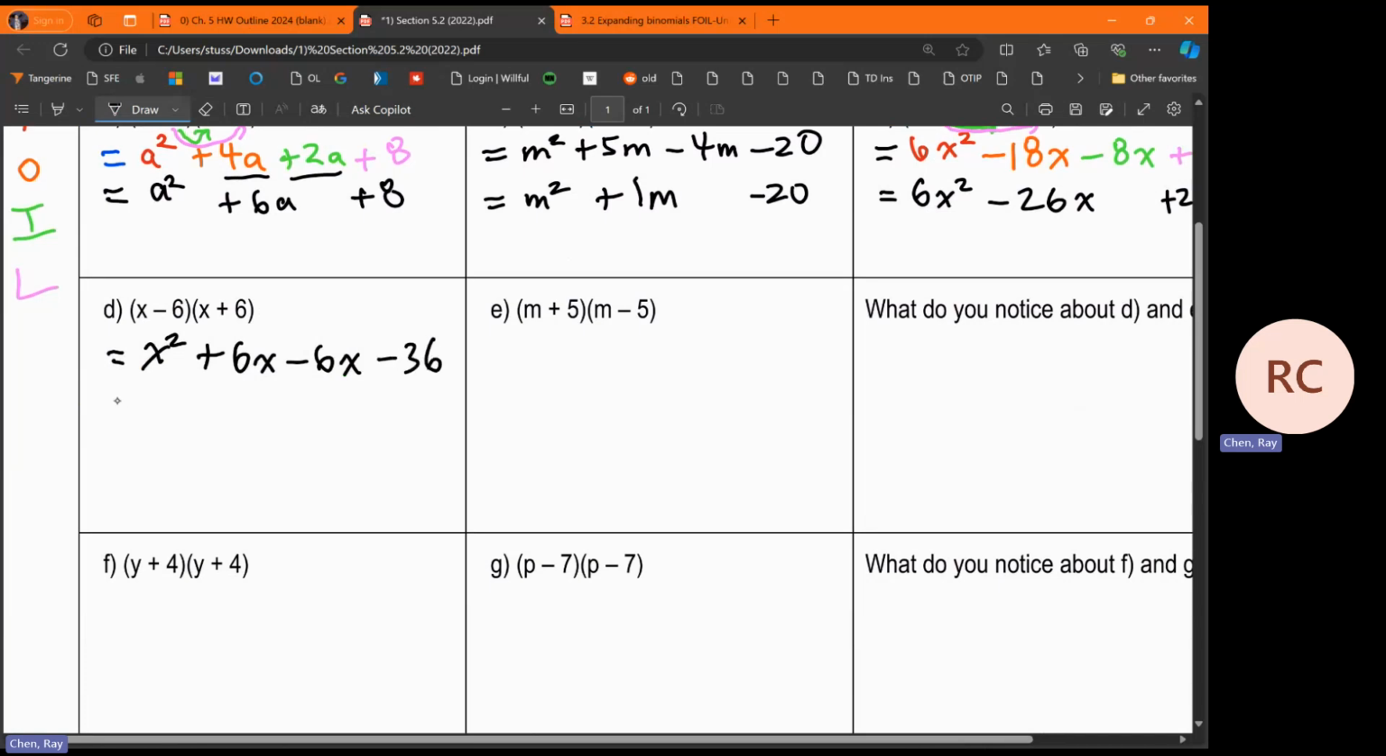Now this one should be a little sus. And if you've been paying attention, I said to you that most of the time we get a trinomial. But notice what we have. We have positive 6x and negative 6x. Guess what? That gets canceled. So what we get is x squared minus 36. Technically, you could write this as positive 0x, but that's a little silly.